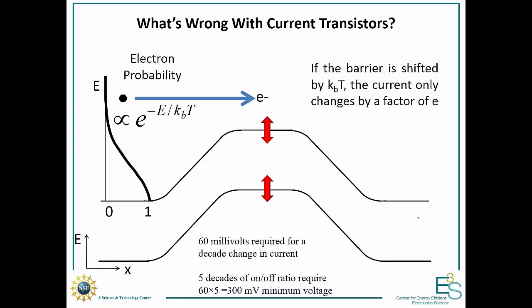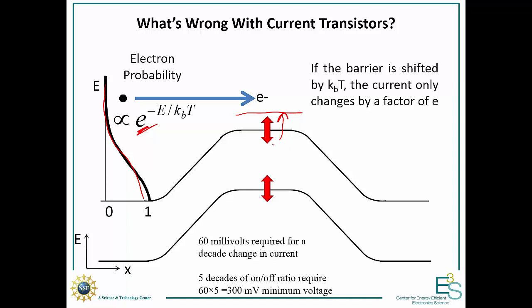The problem with current transistors is that there's a fundamental physical limit on how much voltage they need. You can understand this by looking at how a transistor operates. There's a thermal distribution of electrons in the source. When we try to turn off the transistor, we move this barrier up a little bit. If we move this barrier up by kT, we cut off our current by a factor of e, following that thermal distribution. Unfortunately, that means that if we want a large on-off ratio, we need a large voltage.